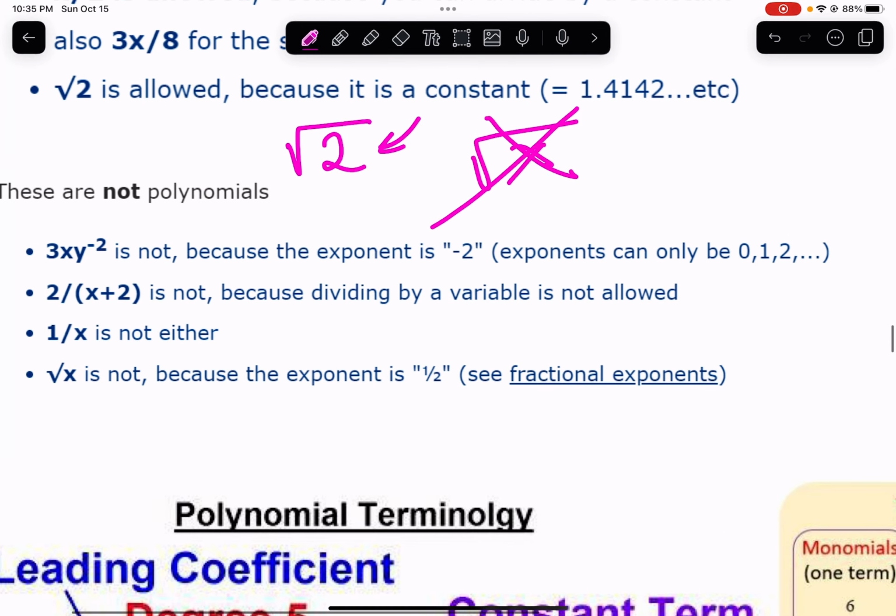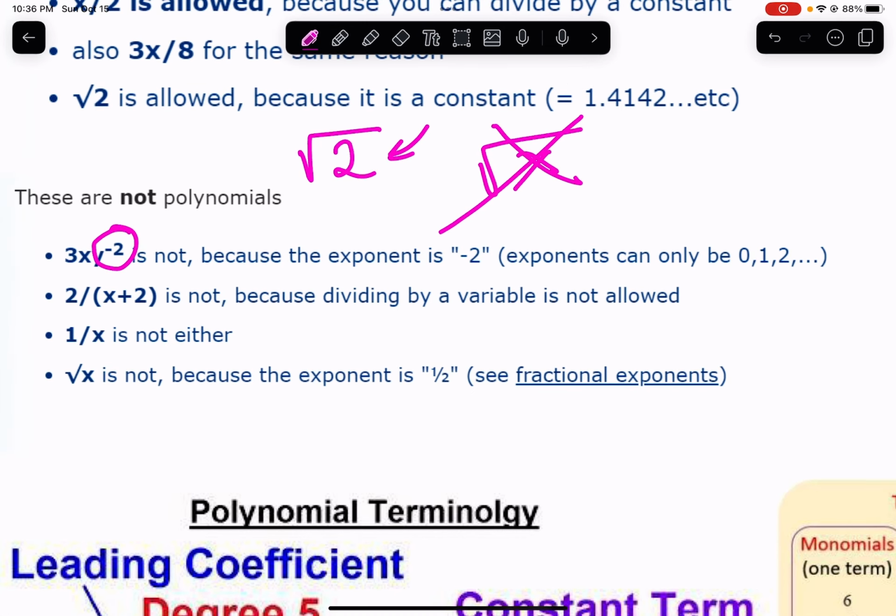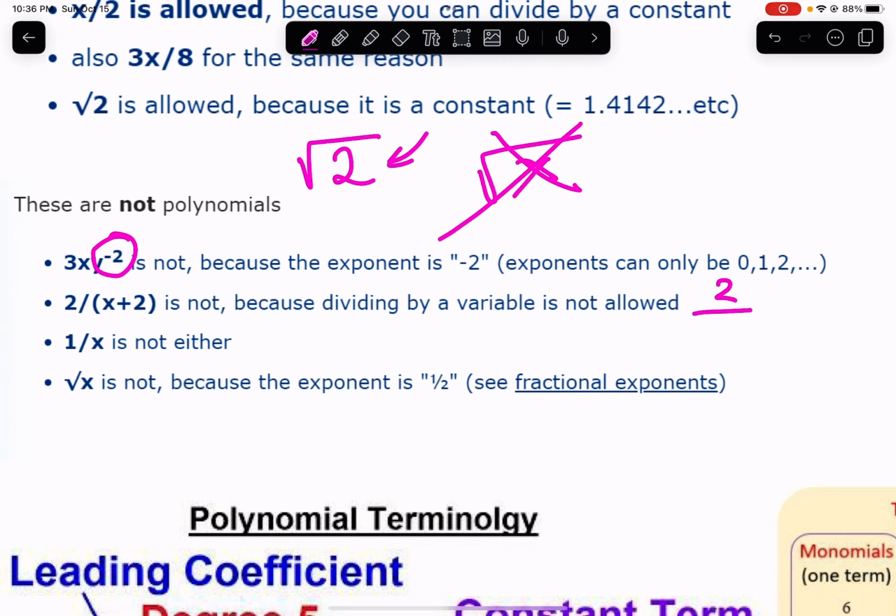So things that make things not polynomials would be negative exponents, and we know that we can't have negative exponents because we can't divide by variables. That's something that makes it not a polynomial. Here, we have 2 over x plus 2. We cannot have variables in the denominator, so that's no good. Same thing with 1 over x, no good.